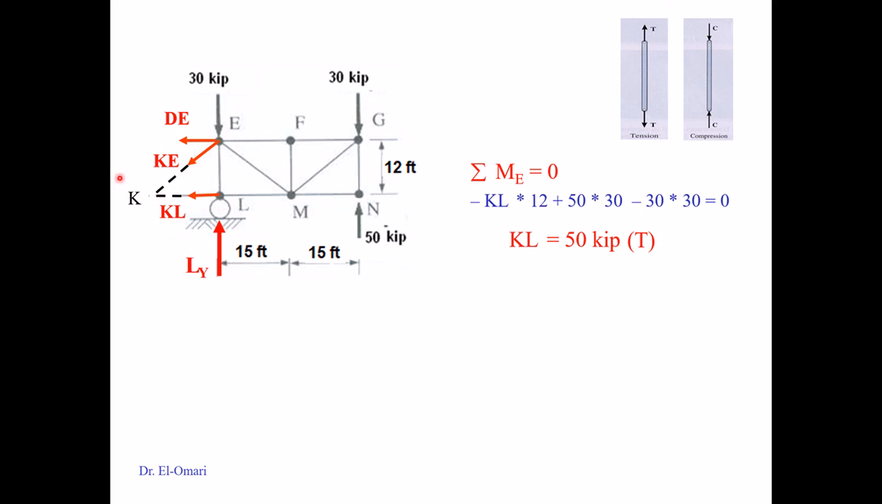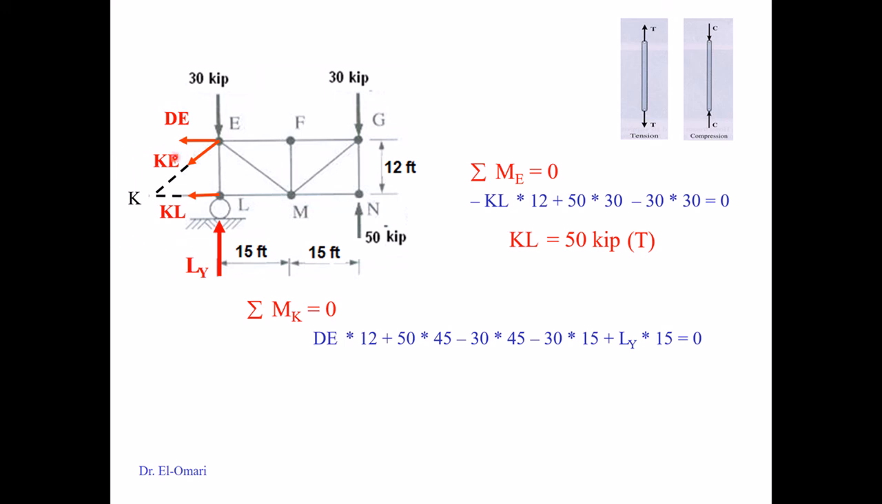You're not including anything in a system that was at this point. So you have these two lines of action extended, and then you can take a moment about this point to avoid having these two in the equations, and then I have only this dE. So write equations of equilibrium, moments about K.